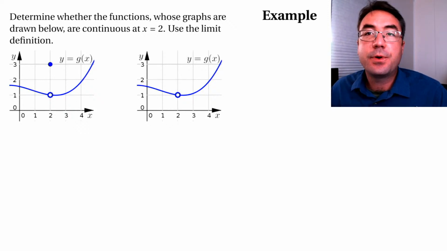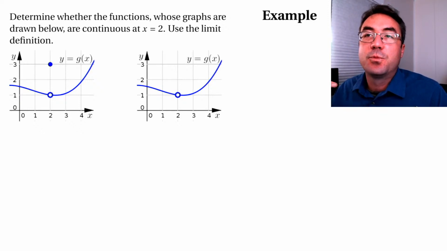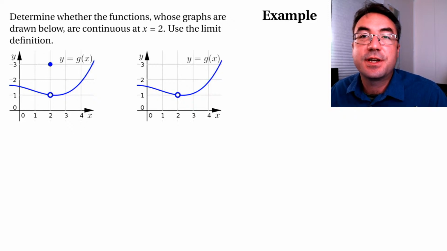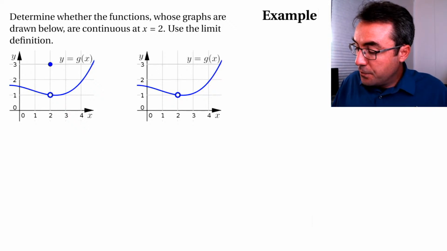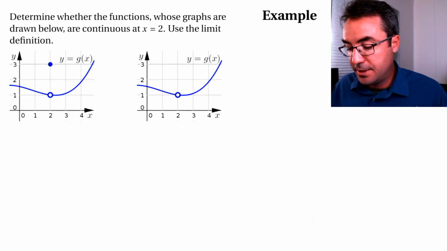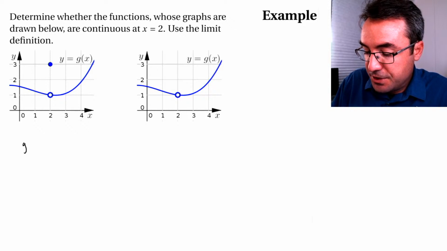So in these two graphs, well, I kind of spoiled it, so spoilers. We're going to determine whether these functions are continuous at x equals 2 or not. And we're going to use the limit definition in our discussion. So a few things we want to check. Let's start with the one on the left first. We're going to see if our function's defined there.